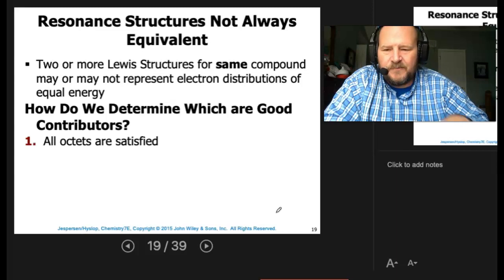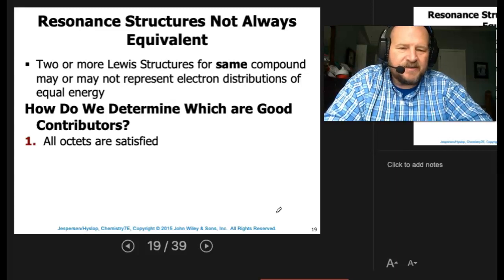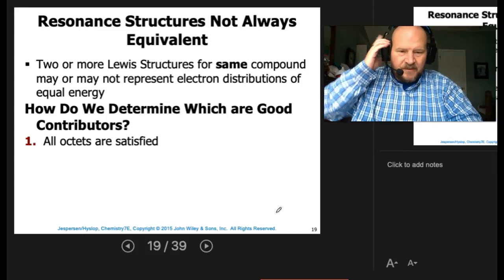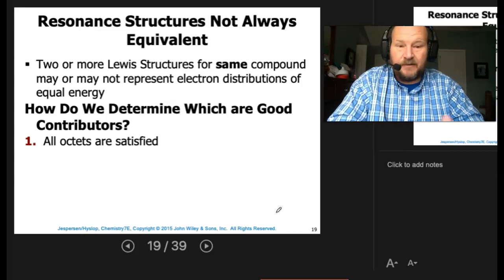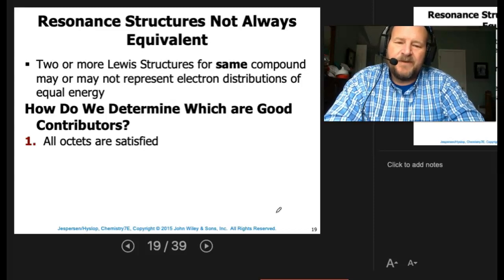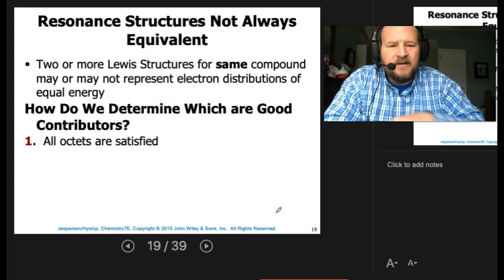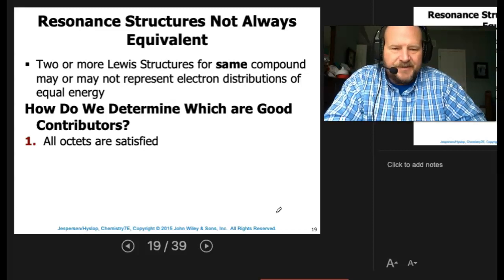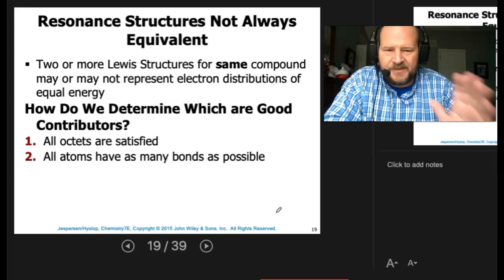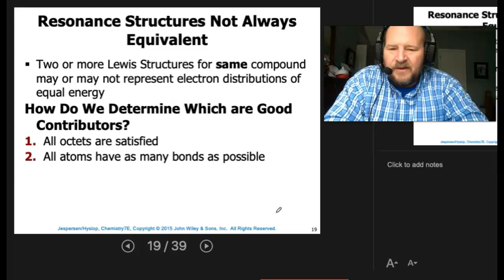Well, number one, we want to make sure we're satisfying all the octets. Now we've talked about some of the elements where that won't happen. But if we're looking at, say, carbon, where we don't have a d orbital, right? We're in the second period. We don't have a d orbital, therefore we should satisfy the octet. Any of the other elements in period 2 are going to be that same way, right? With the exception we had boron and beryllium. There's exceptions to everything in chemistry, I get it.